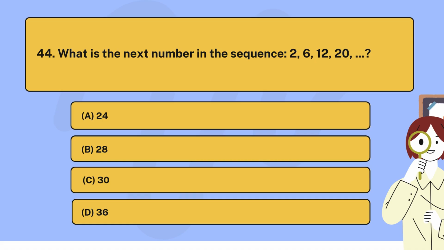Question 44. What is the next number in the sequence? 2, 6, 12, 20. A. 24. B. 28. C. 30. D. 36.